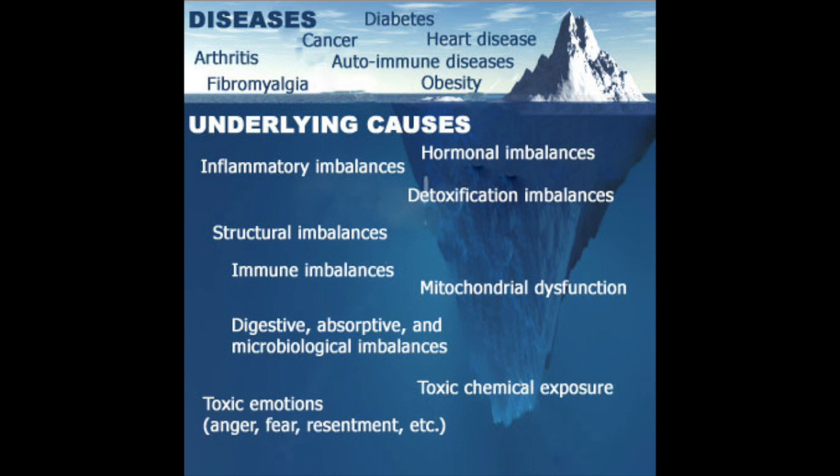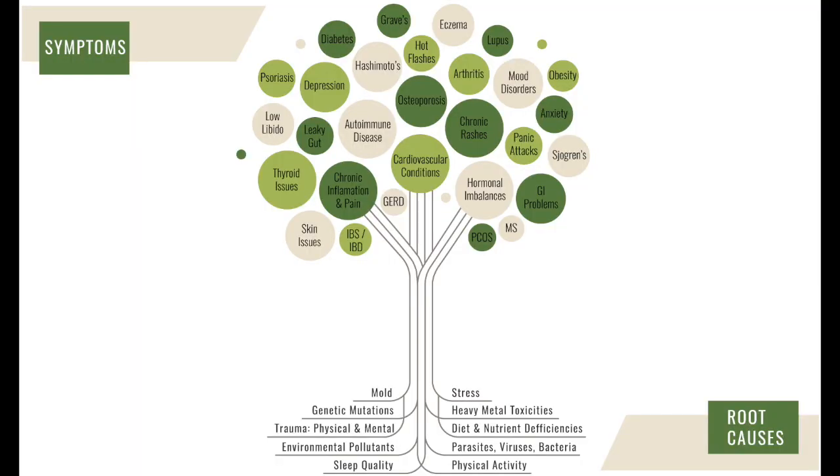Here's another diagram, of a tree, that I think does a pretty good job of explaining root causes and the manifestations or symptoms of those root causes. The root causes are really what functional medicine doctors like to look at. And these are often lifestyle related, just like those underlying metabolic imbalances we just discussed in the iceberg diagram.